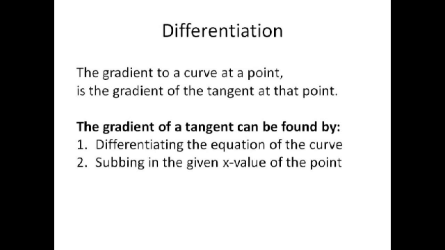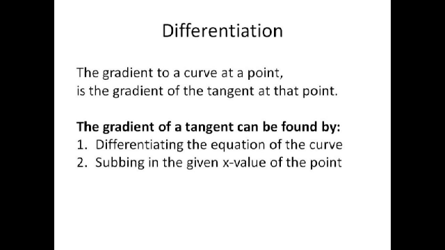Now, differentiation: use it to find the rate of change of something, or at least in Core 1 you'll just be finding out the gradient of a line. And the gradient to a curve at a point, because you'll be differentiating equations of curves, is the same as the gradient of the tangent at that point. And the tangent is the straight line which touches your curve at a point but does not cross it.